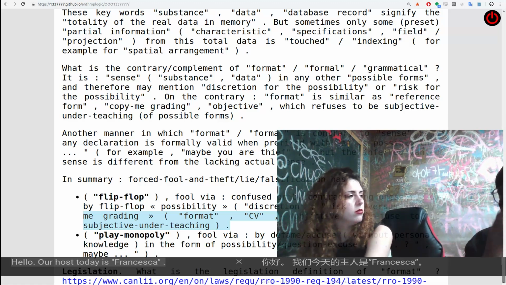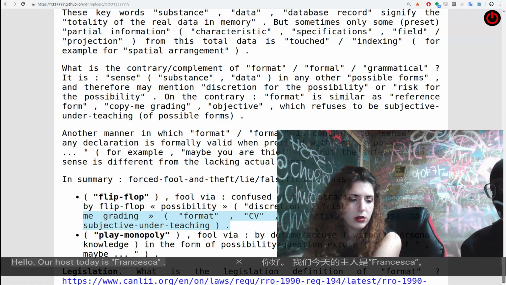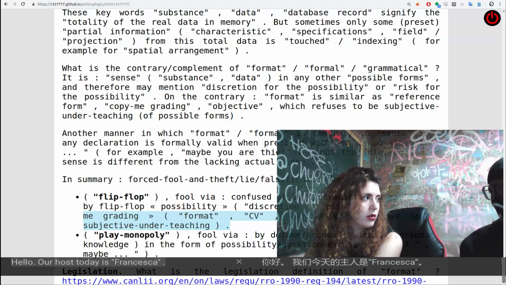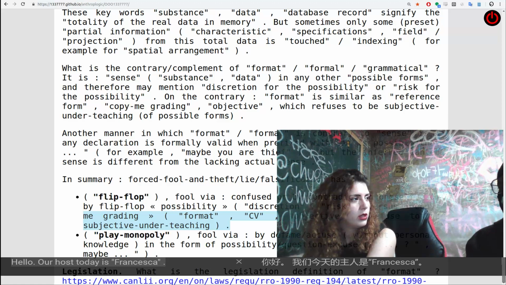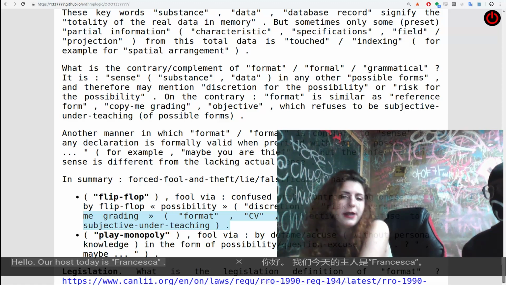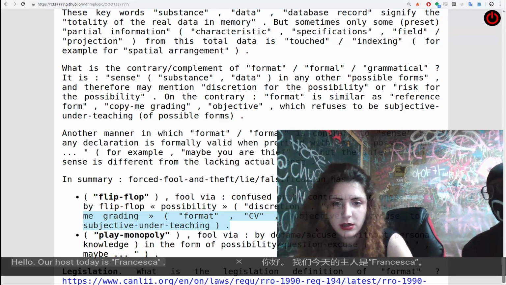Sometimes, if I like you, even if it's handwritten, I will accept it. I don't need it to be typed. Sometimes people say it should be like this, but it's fine like that. So this is called flip-flopping, flip-flop, like a contradiction.